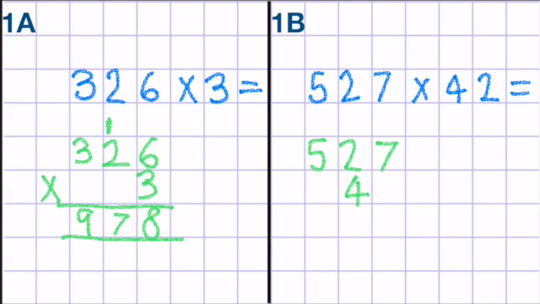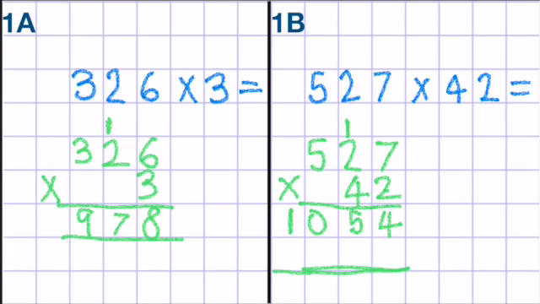527 times 42. Now, I'm just going to make sure that I've got 2 rows here because I've got 2 and I've got 40. 2 times 7 is 14, carry the 1. 2 times 2 is 4 plus 1 is 5. 2 times 5 is 10. So let's cross that 2 out. Let's cross that 1 out.